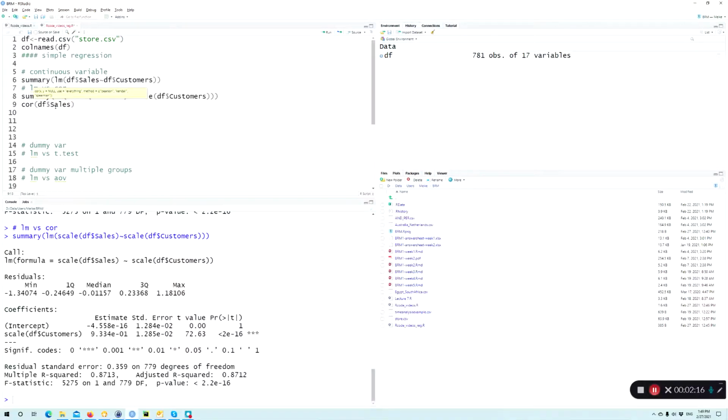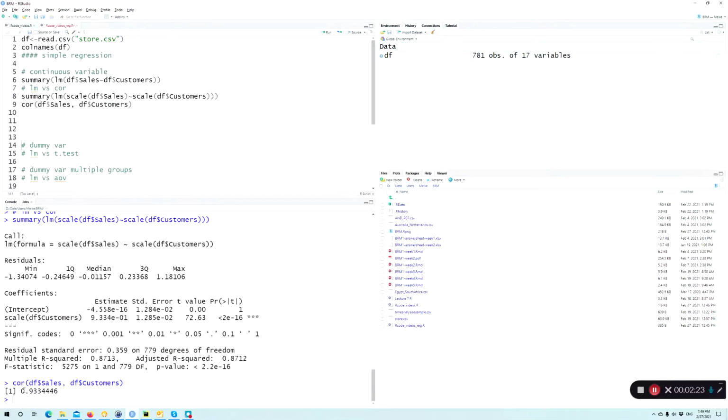Now let's look at the correlation. And indeed the correlation coefficient is exactly the same as this beta coefficient.